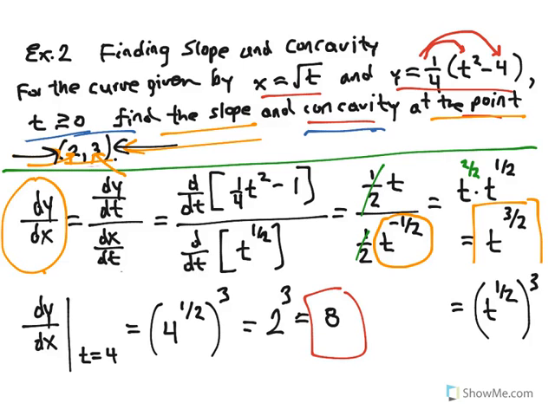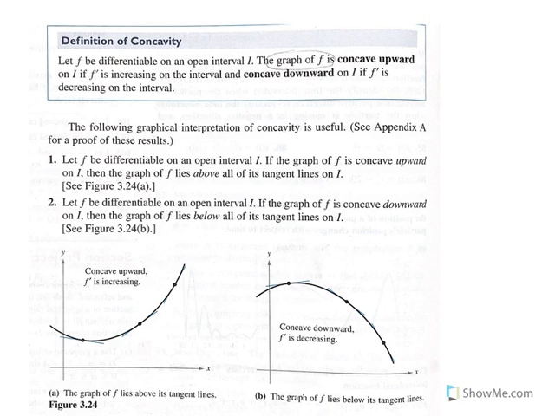We will conclude our lesson by reviewing concavity, and then using those concepts from Calculus AB to complete this problem, to determine the concavity of the curve at the point 2, 3. So let's review concavity here from Calculus AB. How do we define concavity?